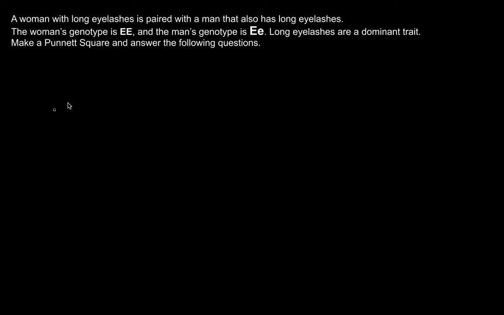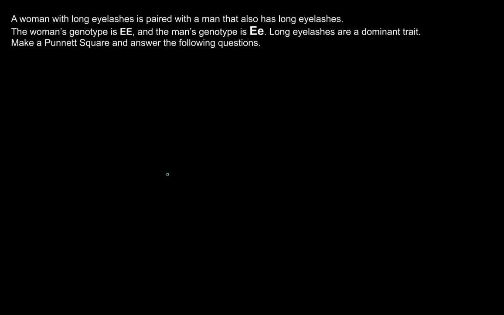The woman's genotype is this right here. She has two capital E's for eyelashes, and the man's genotype is this right here. He has one of each. And a very important part of information is that long eyelashes are a dominant trait. So this means that this woman has long eyelashes, like it says right here, because she has two dominant alleles. And the man's genotype is different from the woman's, but he also has long eyelashes because this dominant allele got expressed, as they always do.